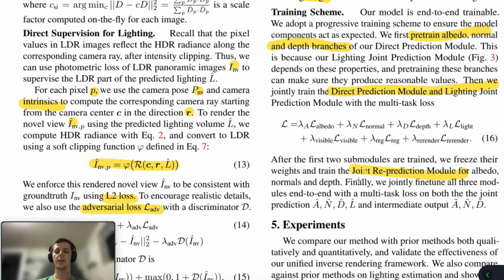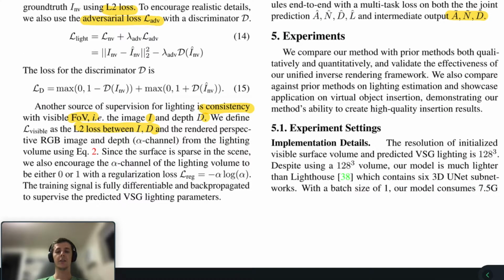And at the end, the authors fine-tune all three modules end-to-end with the multitask loss. And then we get the final albedo, normal, and depth. And now let's see some experiments, the exciting part.